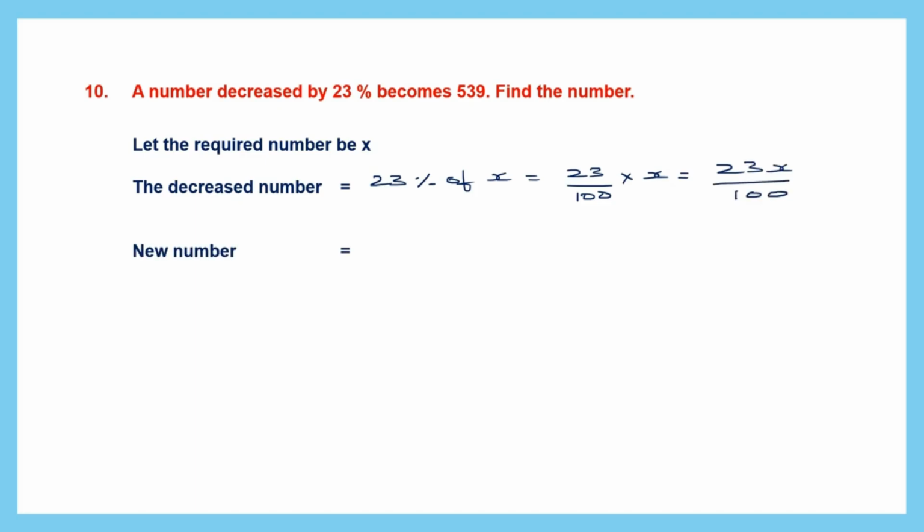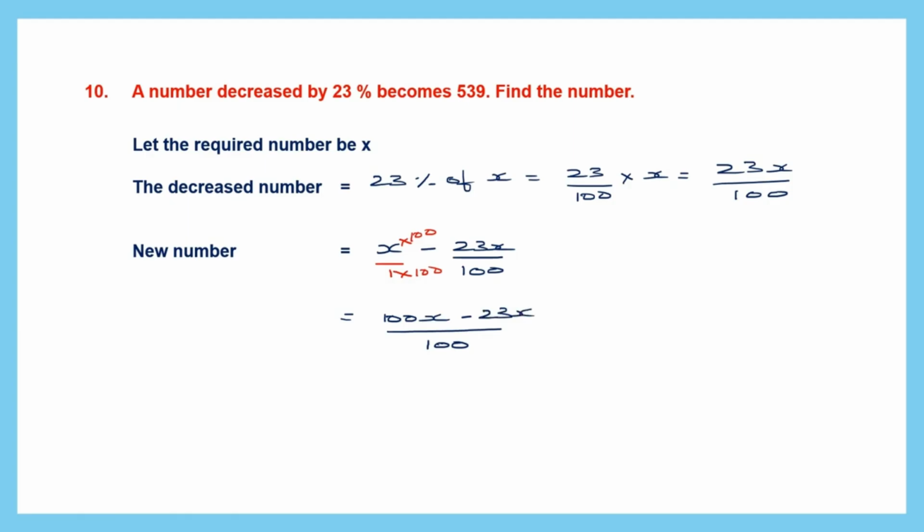Now the new number is the required number x minus the decreased number. Since it says decreased, we have to subtract and not add. So here it will be x minus the decreased number, which is 23x by 100. So let's work this out. So x minus 23x by 100 is the new number. So we take it as subtraction of fractions. So denominator is 1 here. So here our LCM will be 100. So this is 1 into 100. So you multiply this also by 100. So x into 100 is 100x minus 23x. 23x, we write it as it is.